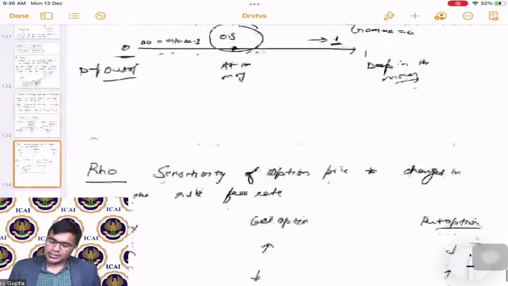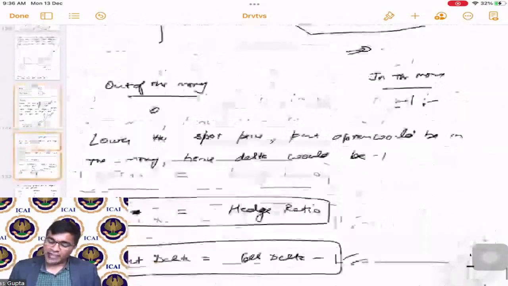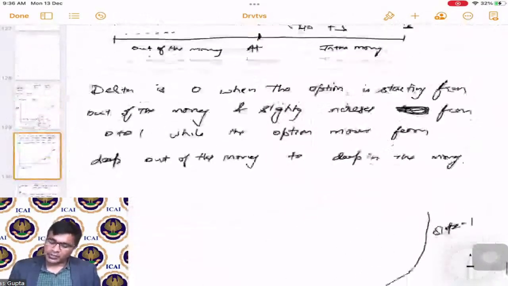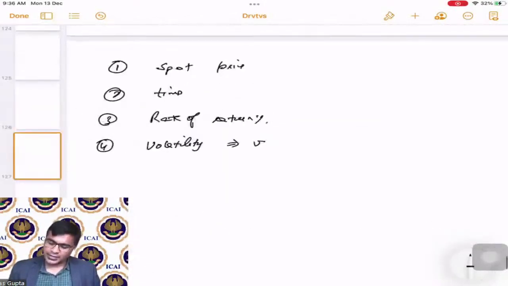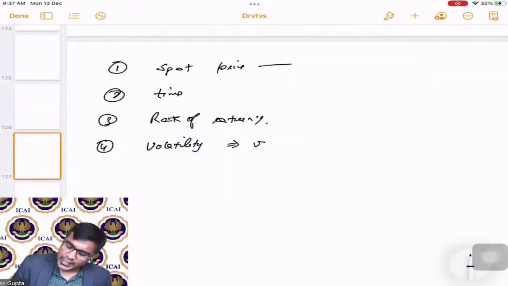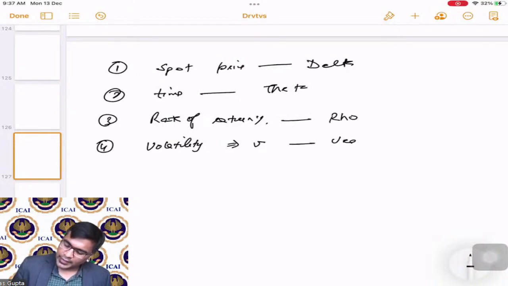So these are what the 5 Greeks are. Okay, what are those 5 Greeks? The first one is delta. As we have mentioned here, see, this is actually delta, correct? Time is equal to theta. Rate of return is equal to rho, and volatility is equal to Vega. These are the 4 that we have studied.